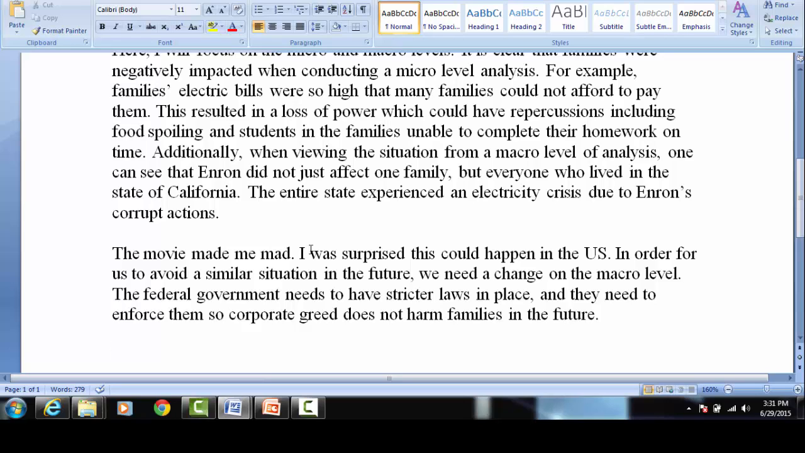Choose one level of analysis and explain what needs to change. The student responds that the movie made me mad. The student then points out the macro level is what they think needs to change, and she gives clear examples of this. The good post is good because it responds directly to the prompt's questions, uses keywords from the prompt, has the same structure as the prompt, and uses specific examples from the class materials. This is the kind of post that you want to strive for.